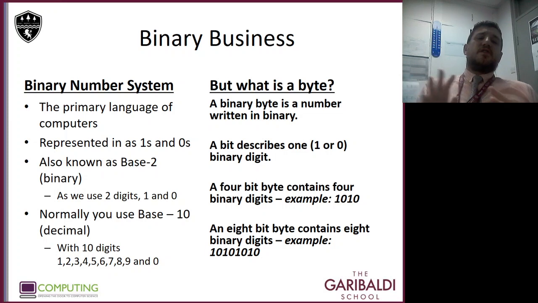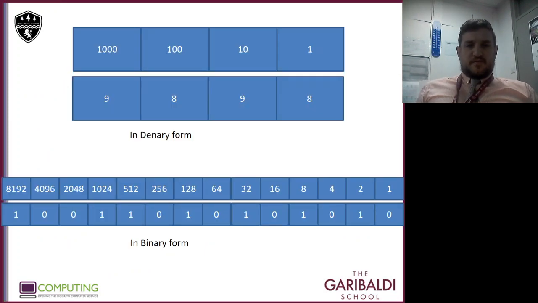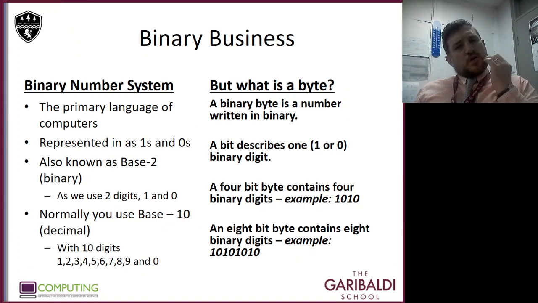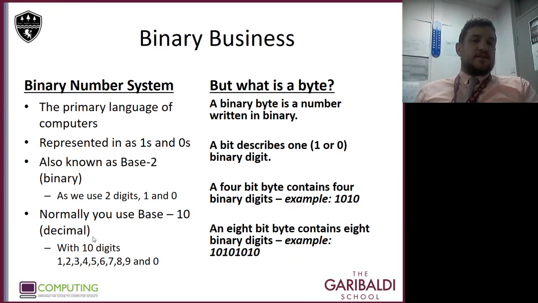Now, binary is also known as base 2, and if you remember what I just went through with you previously, the reason is because our columns always go up by 2. Normally we use base 10, which is decimal, or you might also hear it called denary. In binary, there are 2 digits, a 1 and a 0. In decimal, there are 10 digits: 1, 2, 3, 4, 5, 6, 7, 8, 9, and 0.